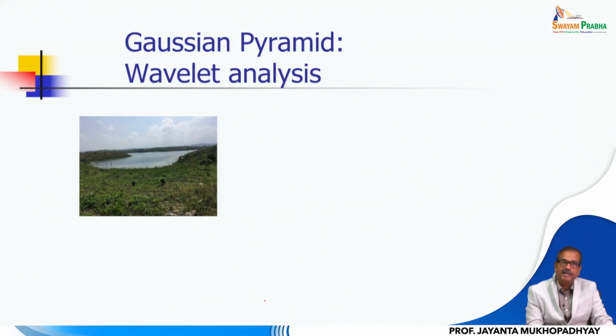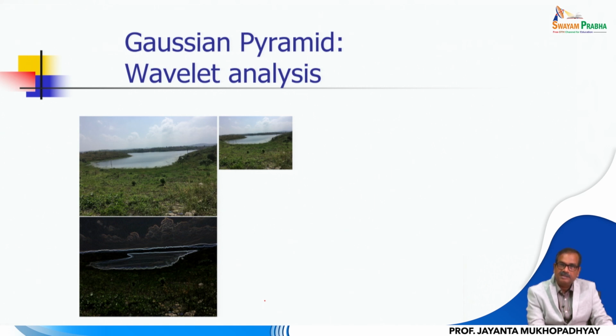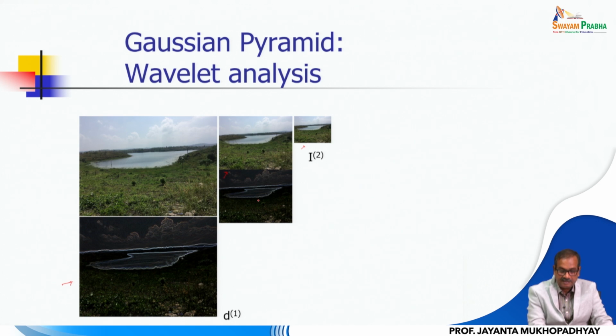So, I am just showing it in its proper display positions. Say this is the image, and if I take the multi-resolution representation, I will represent this as the details and this as the approximation at this level. Again, I will proceed further approximating it. So, this is the approximation at this level and this is the details.